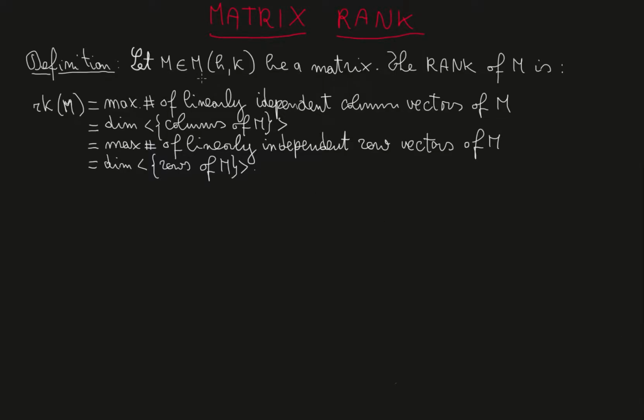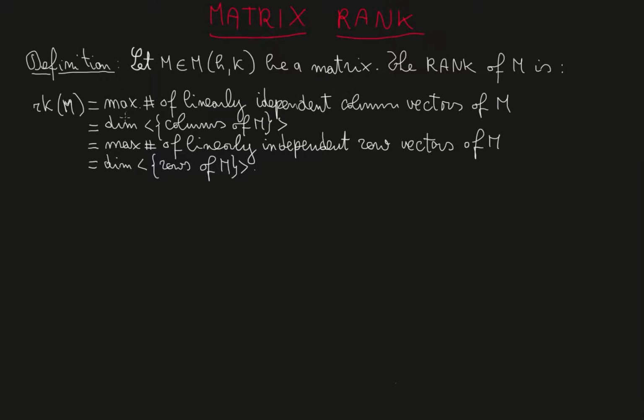So let M be a matrix. The rank of M is any of the following four statements. It can be the maximum number of linearly independent column vectors of M, or the dimension of the vector space generated by the columns of M. These two are the same.